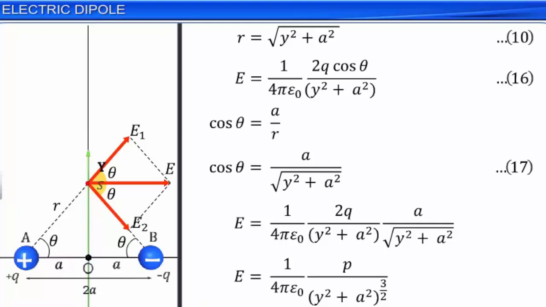The direction of the electric field strength at the point S is opposite to that of the electric dipole moment and parallel to the axis of the dipole as discussed earlier.